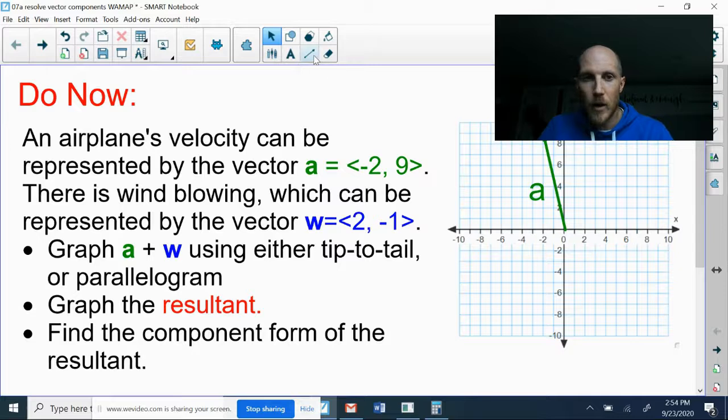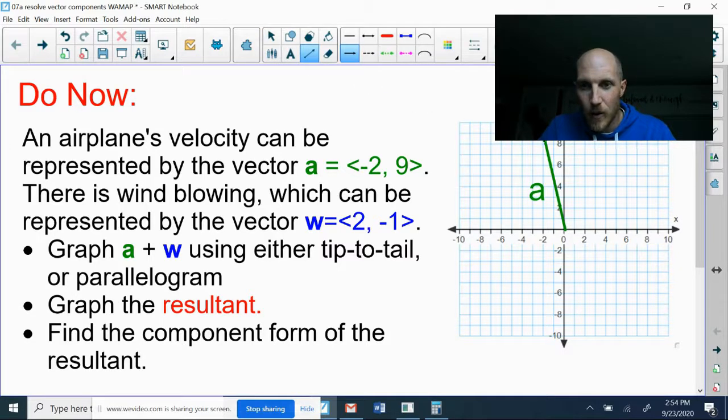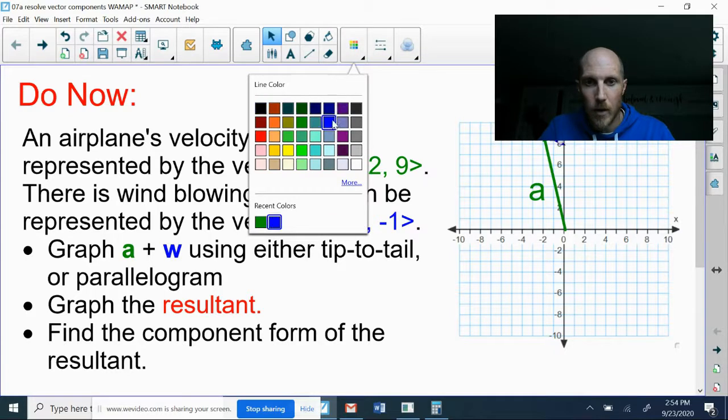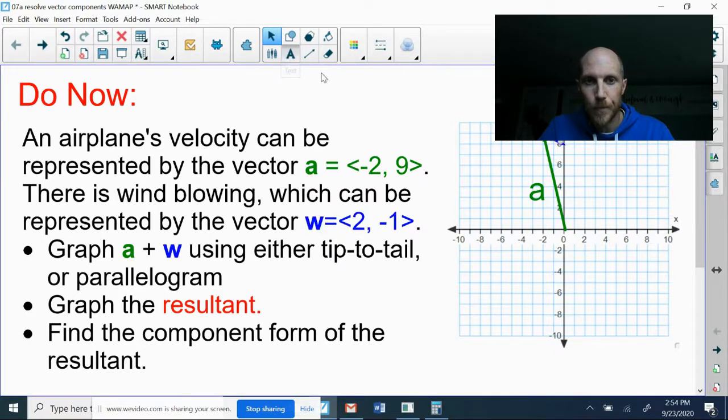I'm going to go tip to tail. So from the end of this vector to -1. So that lines up right there on my coordinate. And it'll be blue for wind. And then let's try dropping a smaller W. That was a giant A. Okay. I got a little W right here for the wind.